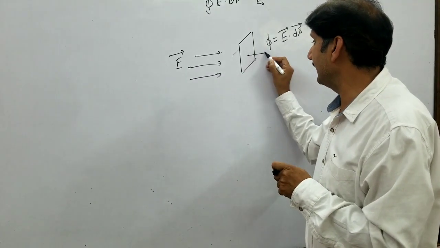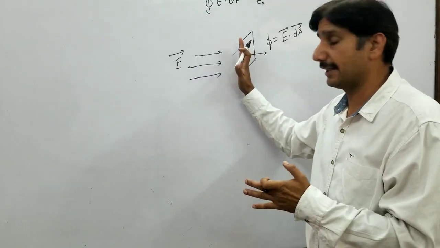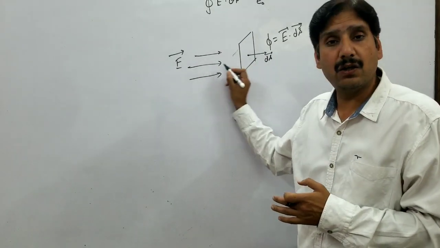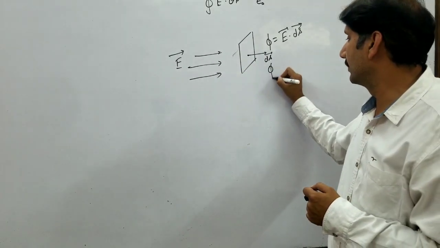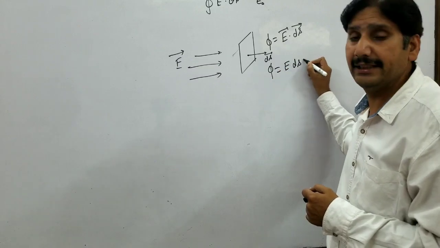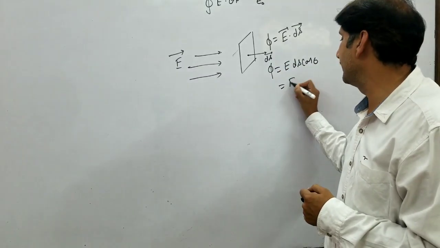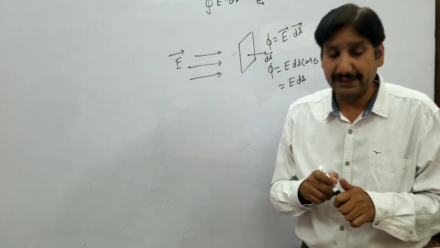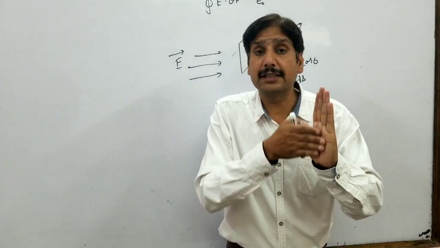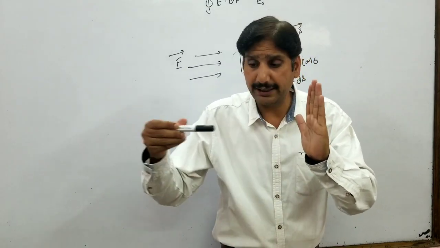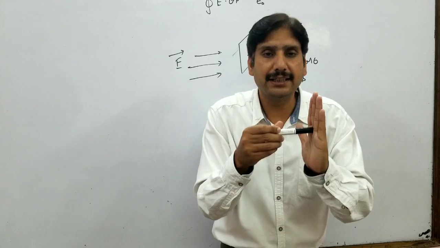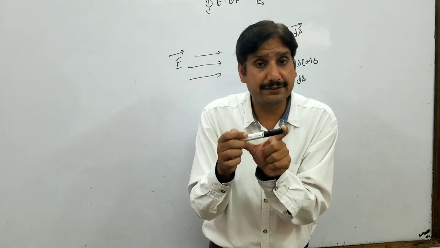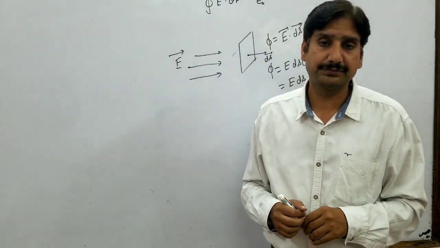But the area vector itself is perpendicular to the surface. Therefore, the dS vector is along the electric field. So in this case, the total flux will be E dS cos 0, which simply means electric field times dS. That means if the surface is held perpendicular to the direction of field lines, then the total electric flux is simply the multiplication of electric field and the total area.